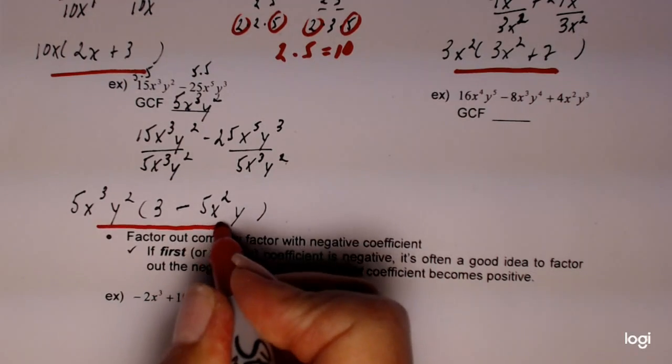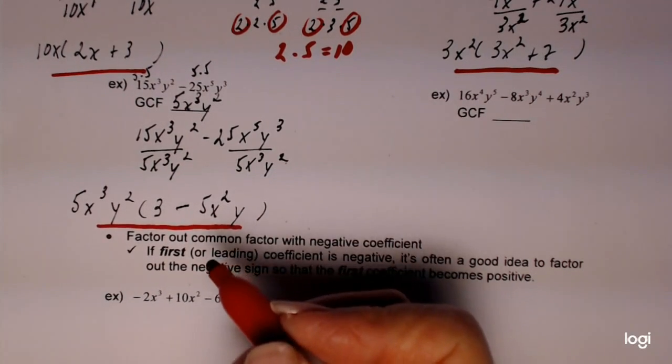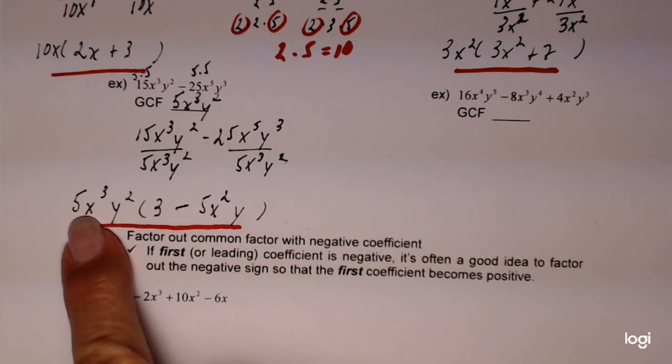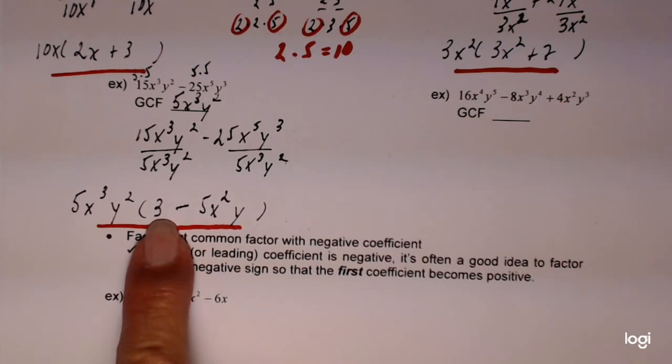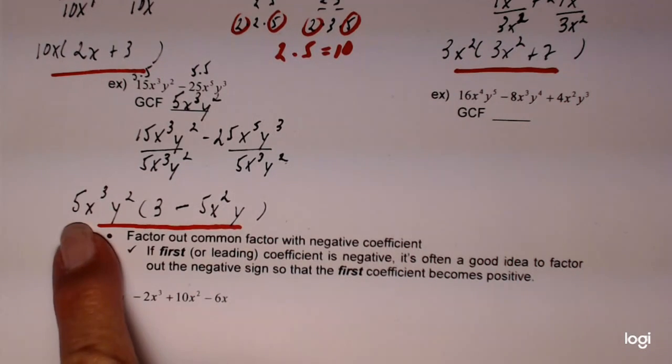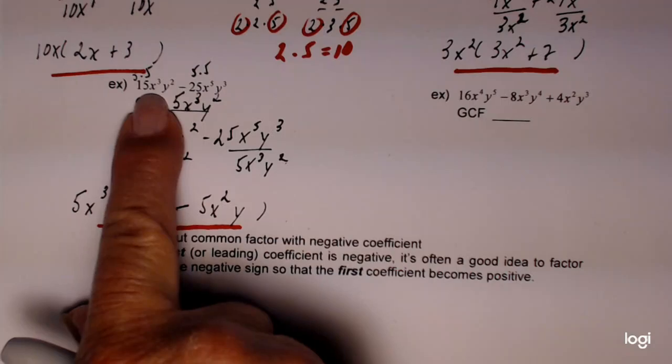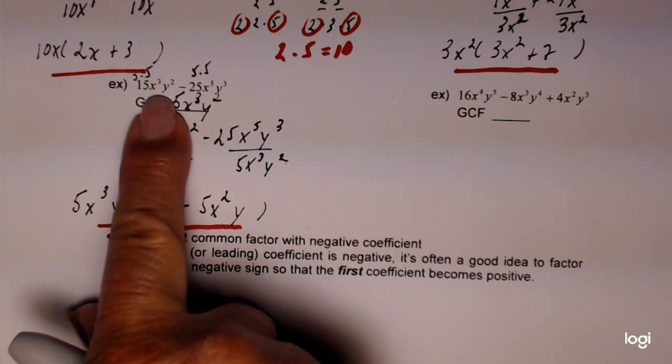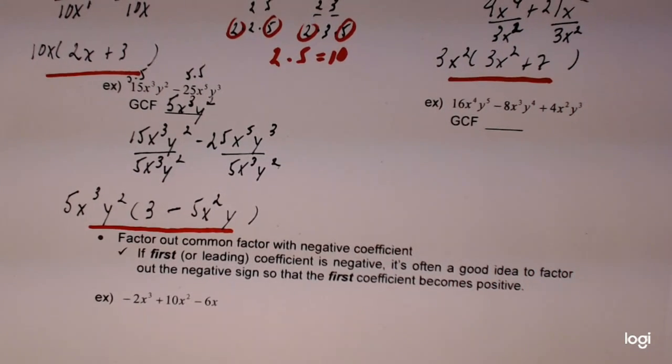And again, we could always check by doing the multiplication. 5x cubed y squared times 3 would give us 3 times 5, the 15, x cubed y squared. And you could continue that if you wanted to, but I know you'll just push the button on my math lab to have it check it for you.